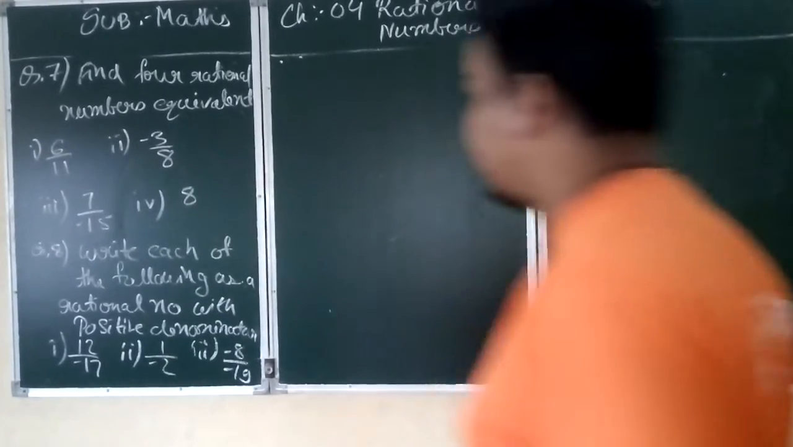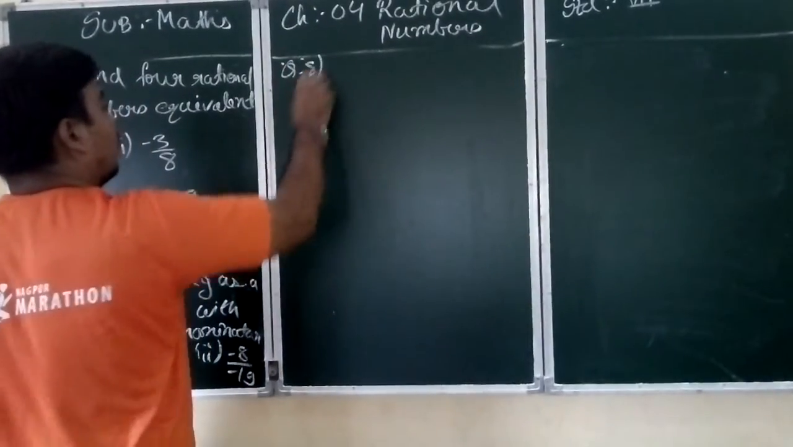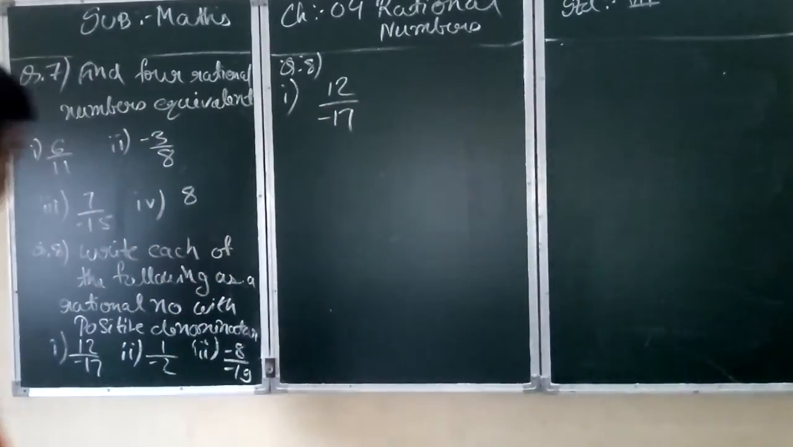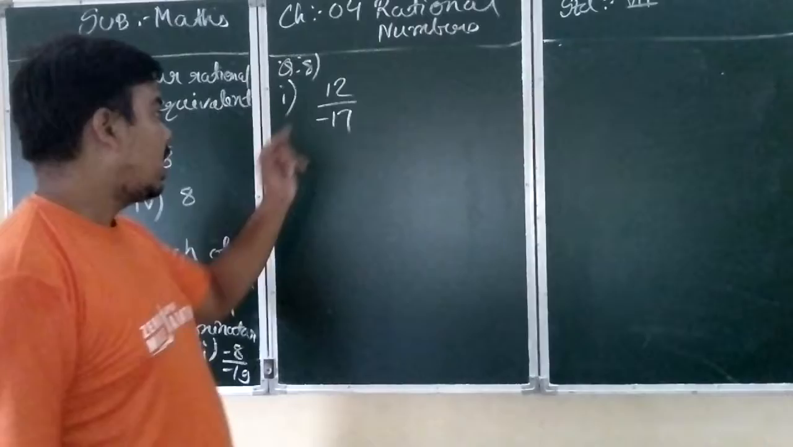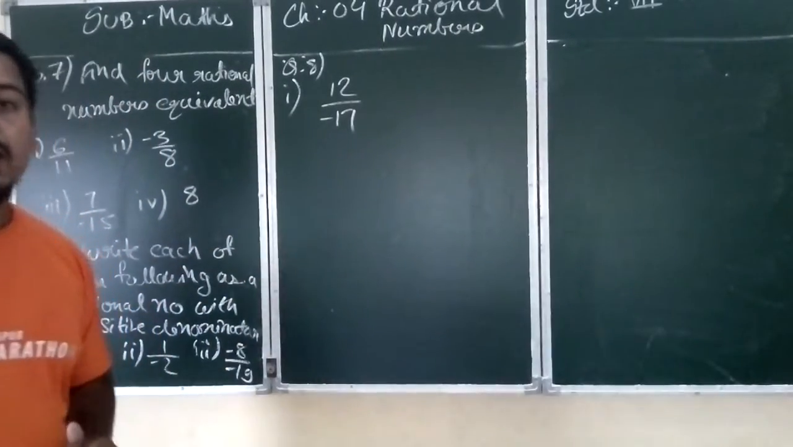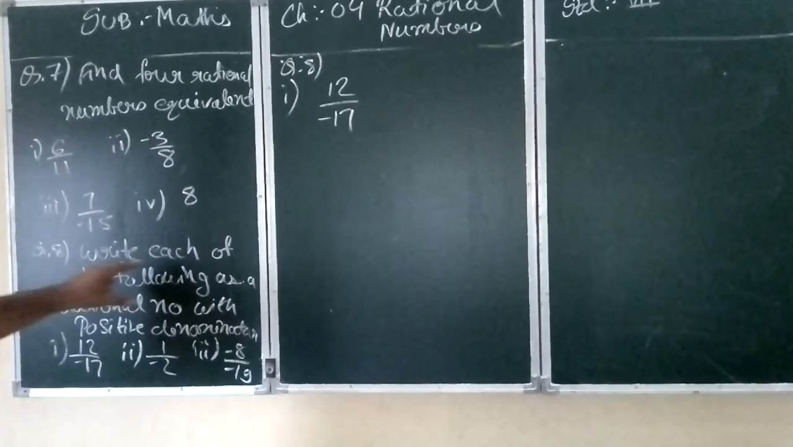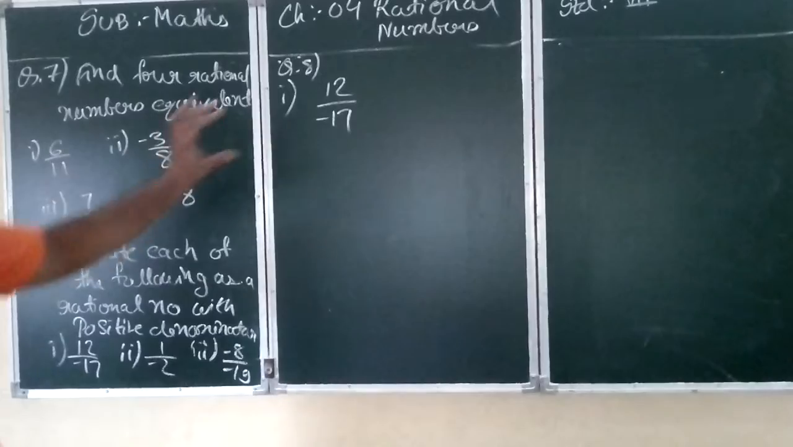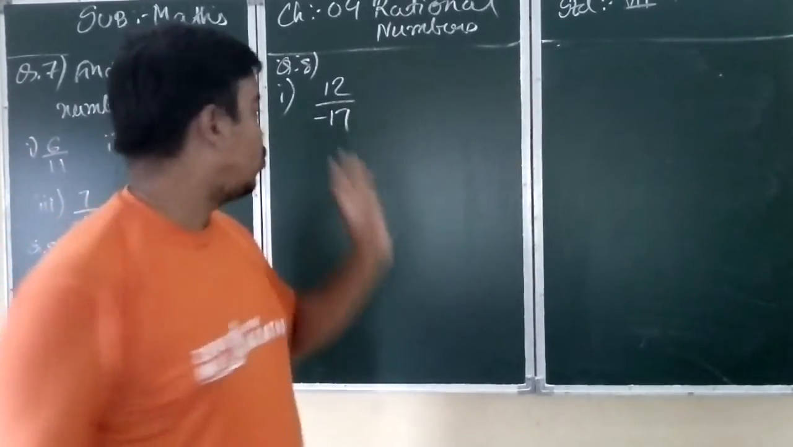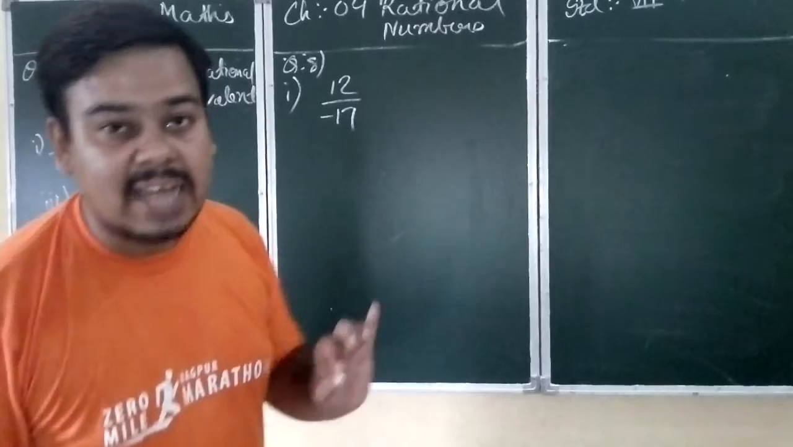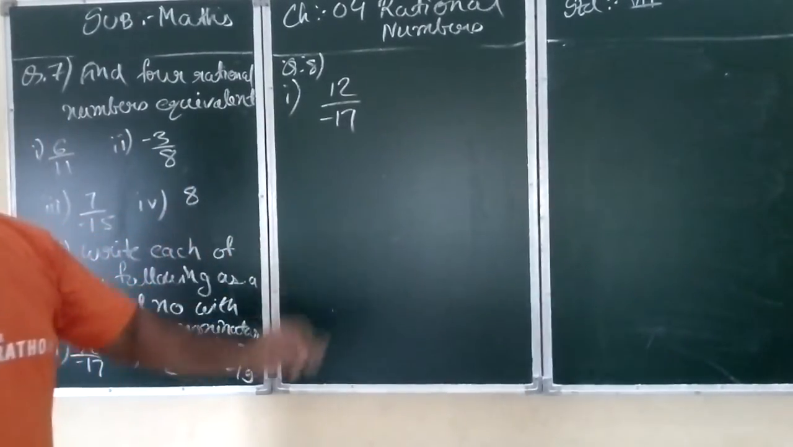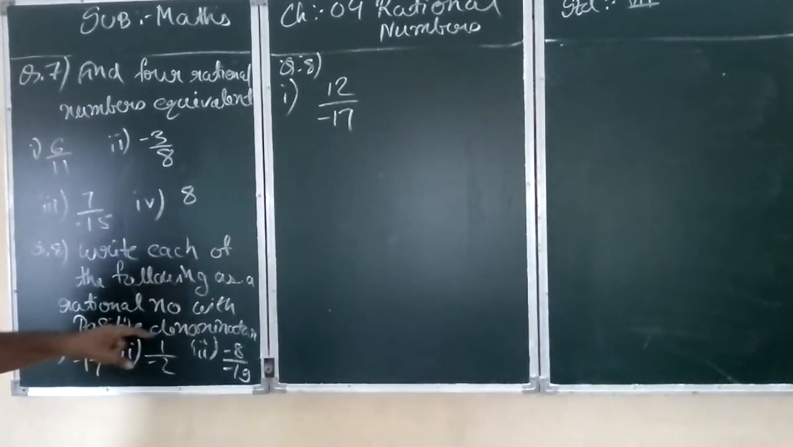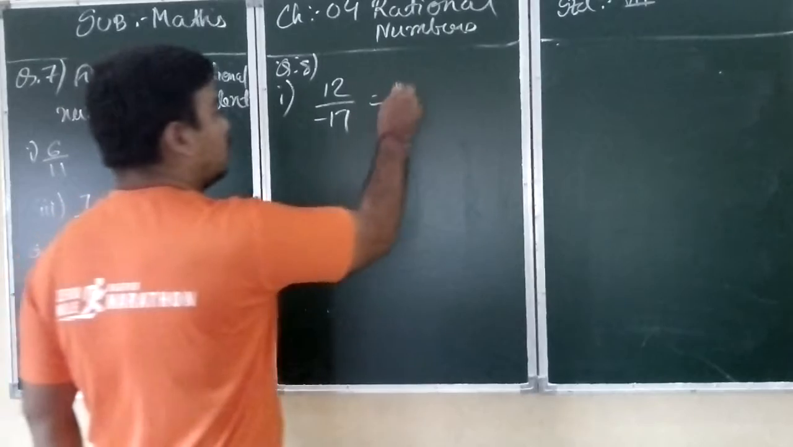Okay, question number 8. First one, 12 by minus 17. What does it mean? It means write each of the following as a rational number with a positive denominator. The rational number is given: 12 by minus 17 is a rational number, but we write it as a rational number with a positive denominator. That means the denominator should be changed into positive.